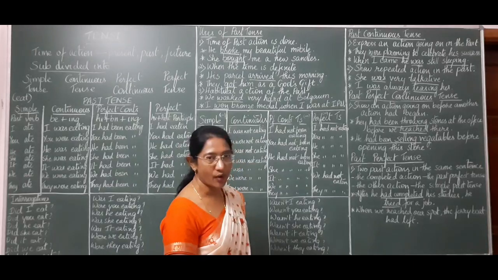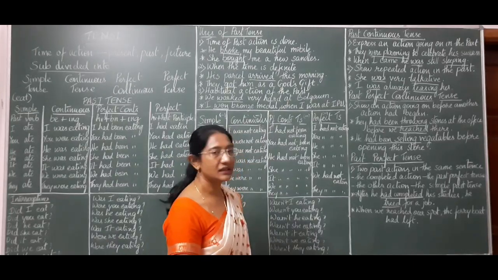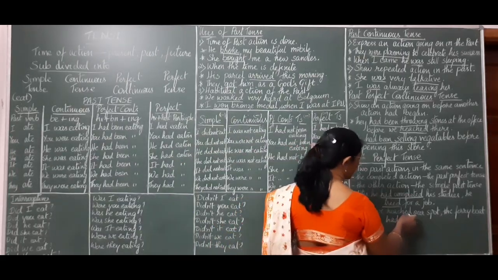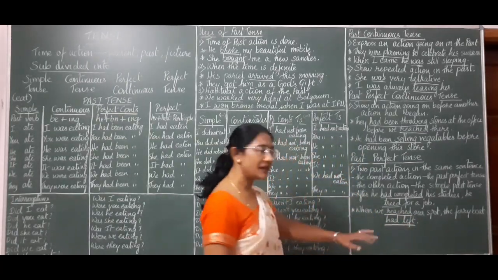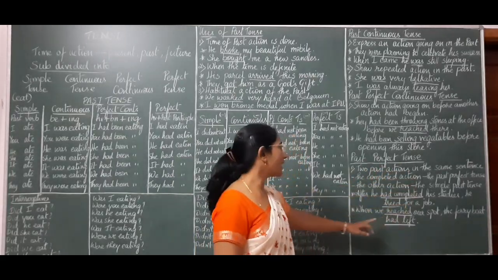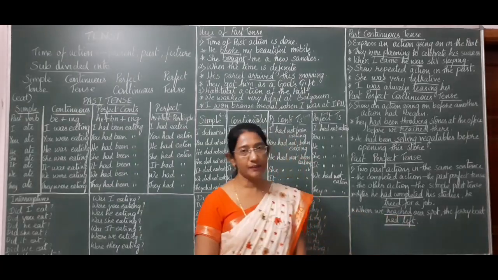Next one. When we reached our spot, the ferry boat had left. So, when we reach the spot is the recent action, had left was the earlier action. So, the completed action is shown in the past perfect tense, while the next action is shown in the simple past tense.